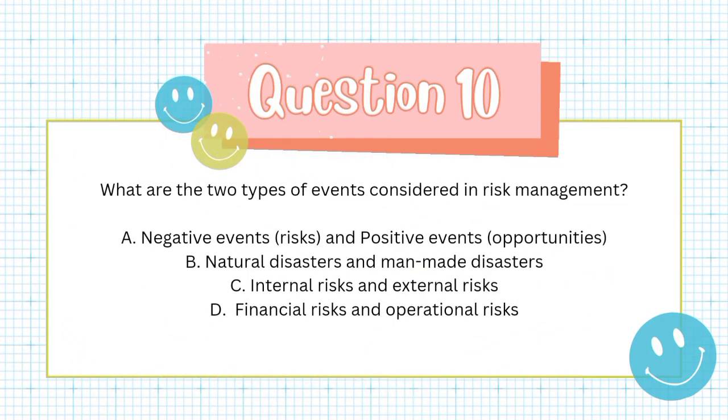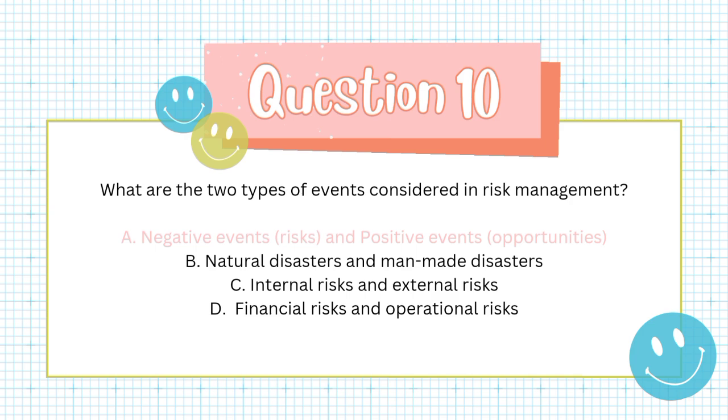10. What are the two types of events considered in risk management? A. Negative events and positive events. B. Natural disasters and man-made disasters. C. Internal risks and external risks. D. Financial risks and operational risks. The correct answer is A. Negative events and positive events.